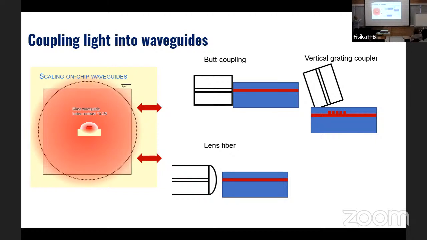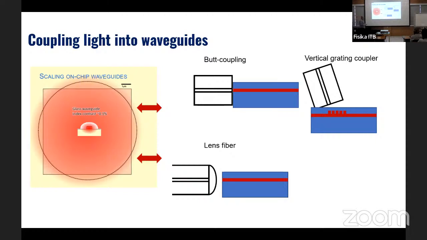The problem is that aligning this big mode to this small mode will create losses, because most of the intensity here will not be coupled here. So you need some sort of technique to mitigate this. Otherwise, let's say 90% of the light coming from your laser will be lost. And I'm highlighting three different ways that many labs or even industries implement.